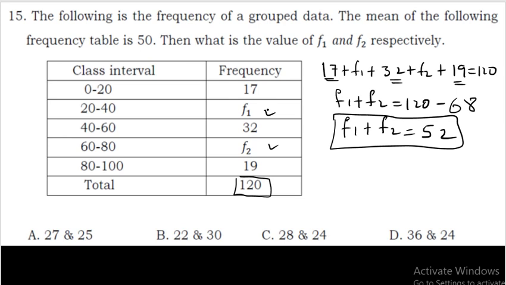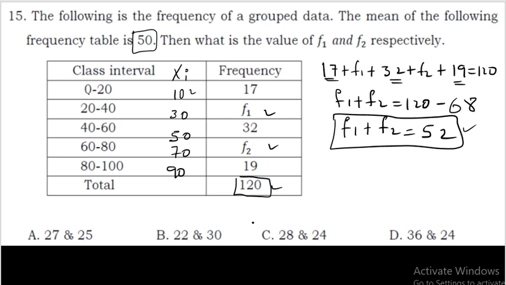One of the equations we can get simply by adding the total frequency, because the total frequency is already given. But the other equation is not simple because we are given the mean. To find the mean, we first have to find the class mark, xi. How to get a class mark? Add the boundaries and divide by 2. The first one will be 10, the next one 30, then 50, then 70, then 90. Then each class mark has to be multiplied with the corresponding frequency, then added, then divided by the total frequency. That's going to be equal to the mean.